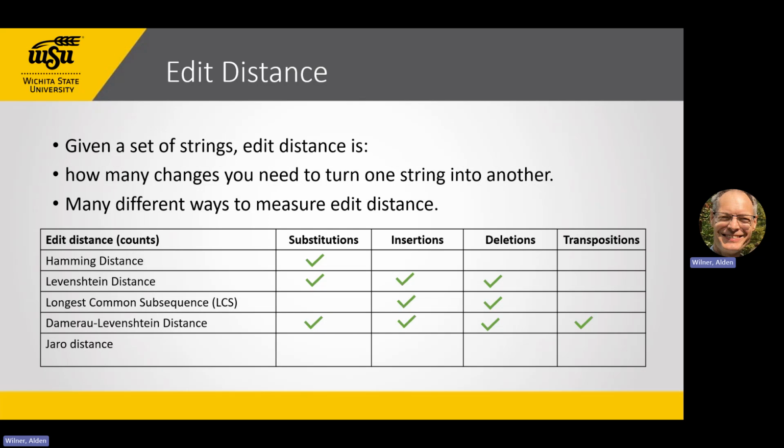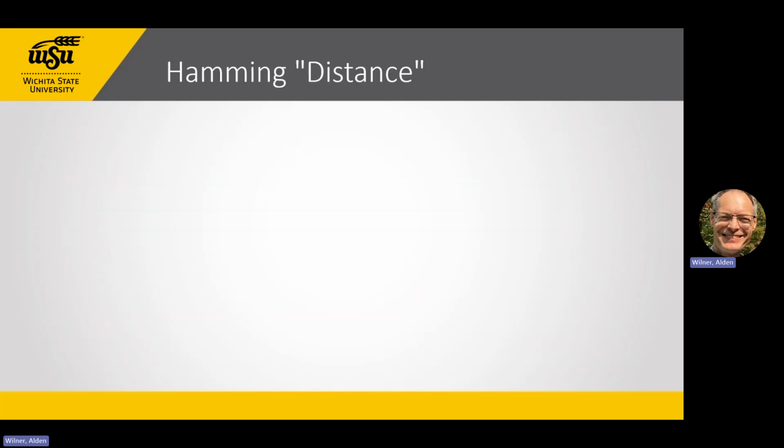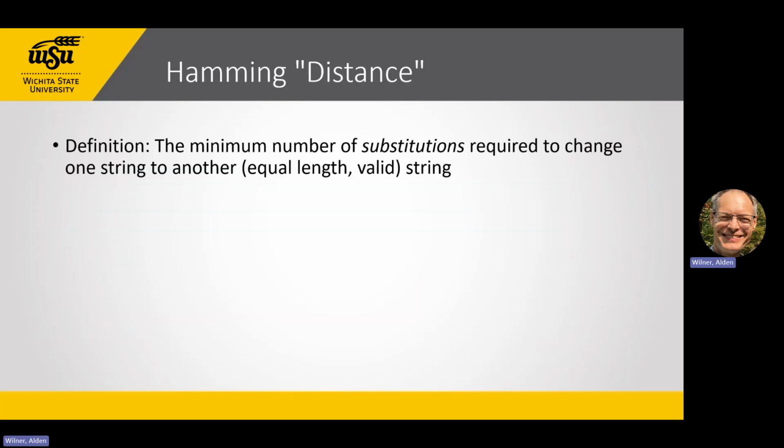The Damerau-Levenshtein distance metric counts all of the above, including transpositions, if you switch two letters in the middle, right? And this is used for spelling checkers. If you type in a word and you switch two letters accidentally, it turns out to be a very common thing, and so spell checkers will measure the transposition distance. And Jaro distance only measures transpositions, right? Jaro distance was developed specifically for spelling checkers, right? So the Hamming distance is the minimum number of substitutions required to change one string to another equal length valid string.